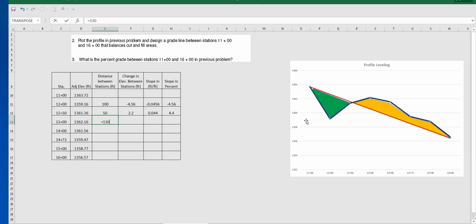So the next one's 1300 minus 1250. That gives me 50 feet between those two. And the value is 1362.16 minus 1361.36. So it's still going uphill. So I'm going to take 0.8 divided by 50. So I can say equals 0.016 times 100. So it's 1.6%. And I continue to do that with the rest of them.